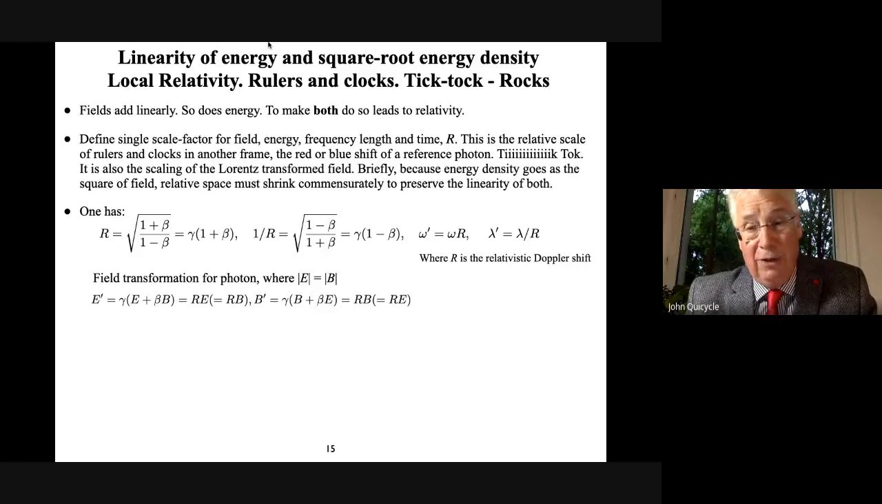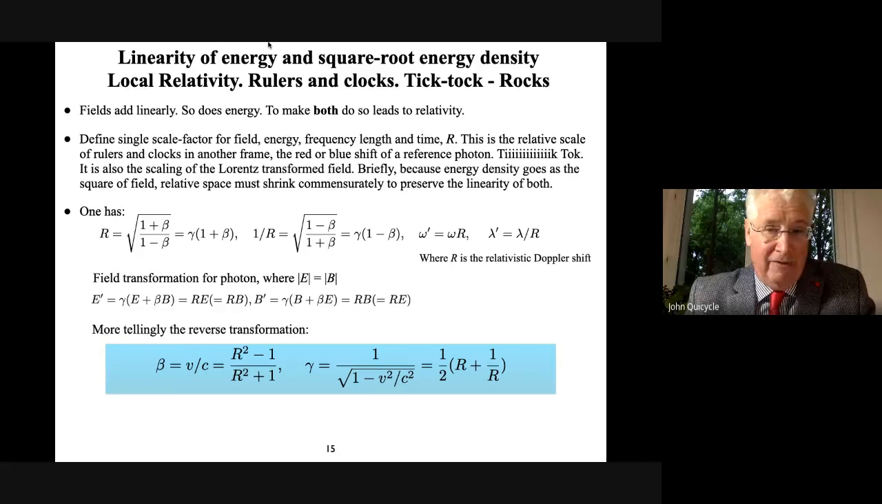But the really telling thing about this whole thing, and the far better way to write down relativity, in my opinion, and the way it should have been taught from the beginning at every university, is to do the inverse, the reverse transformation. What's beta in terms of R, and what's gamma in terms of R? Beta in terms of R is R squared minus 1 over R squared plus 1. Well, that's okay, that's a fairly straightforward expression. But gamma is much more interesting.